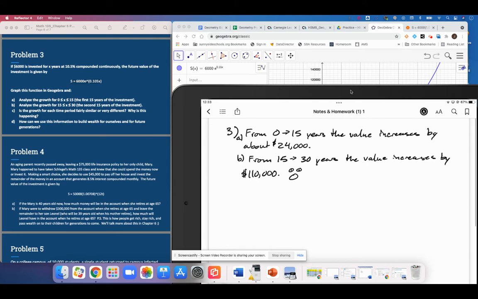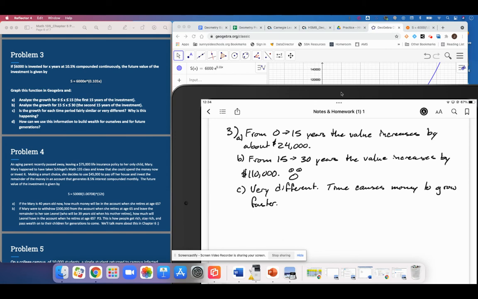And for part C, we can say that obviously the growth that happens during each set of 15 years is very different. And the reason why is because time causes money to grow faster. And so again, the more time we give it, the faster the money will grow.